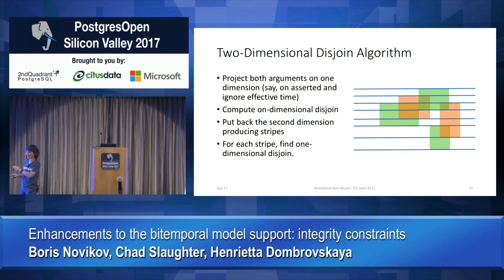So that's what we're doing. Forget about one dimension. Forget about effective. Project everything into the asserted dimension, right? And then perform this join on one dimension. So then you will have these stripes. These stripes are the result of this join on, let's say, here is the asserted dimension, if we are consistent with our previous pictures. Now take each stripe separately and perform this join on each of the stripes. Voila. That's it. This is the result of this join between these two sets of rectangles.